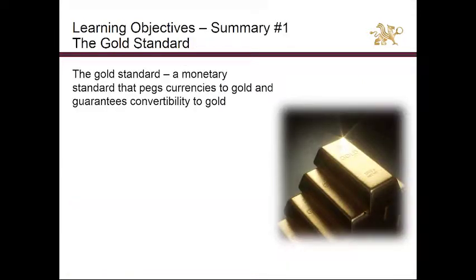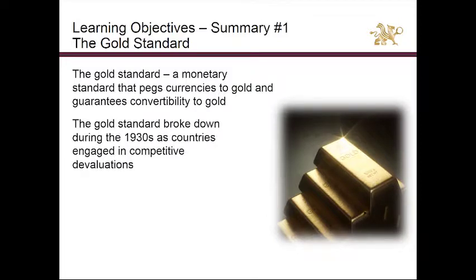The gold standard is a monetary standard that pegs currencies to gold and guarantees convertibility to gold. It was thought that the gold standard contained an automatic mechanism that contributed to the simultaneous achievement of a balance of payments equilibrium by all countries. The gold standard broke down during the 1930s as countries engaged in competitive devaluations.